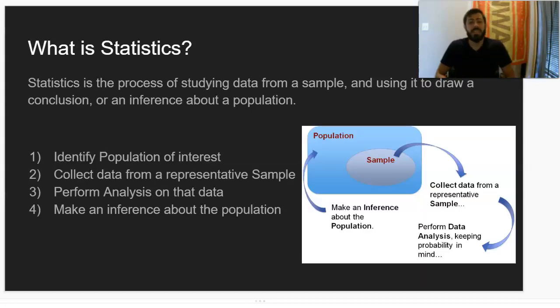Now, what statistics really is, what we are going to be doing in this class, is taking data from a sample and using it to draw a conclusion or an inference about a population. So first, we're going to identify the population that we're curious about. We're going to collect data from a sample that is representative of that population. We're going to do some analysis on that sample, and then we're going to use that analysis to draw a conclusion or make an inference about the original population. And that's it. That's what we're going to be doing in this class.